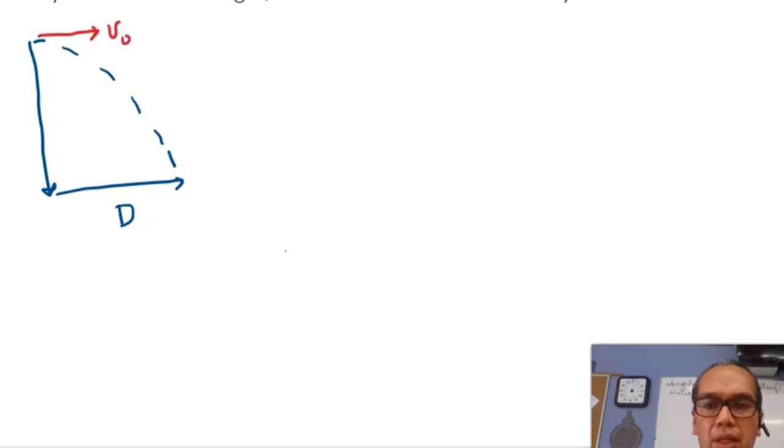One productive way to look at this is by making sketches. In the first case, you cover a distance d by having an initial velocity v0 horizontally and going down a distance h, so the vertical displacement is minus h.